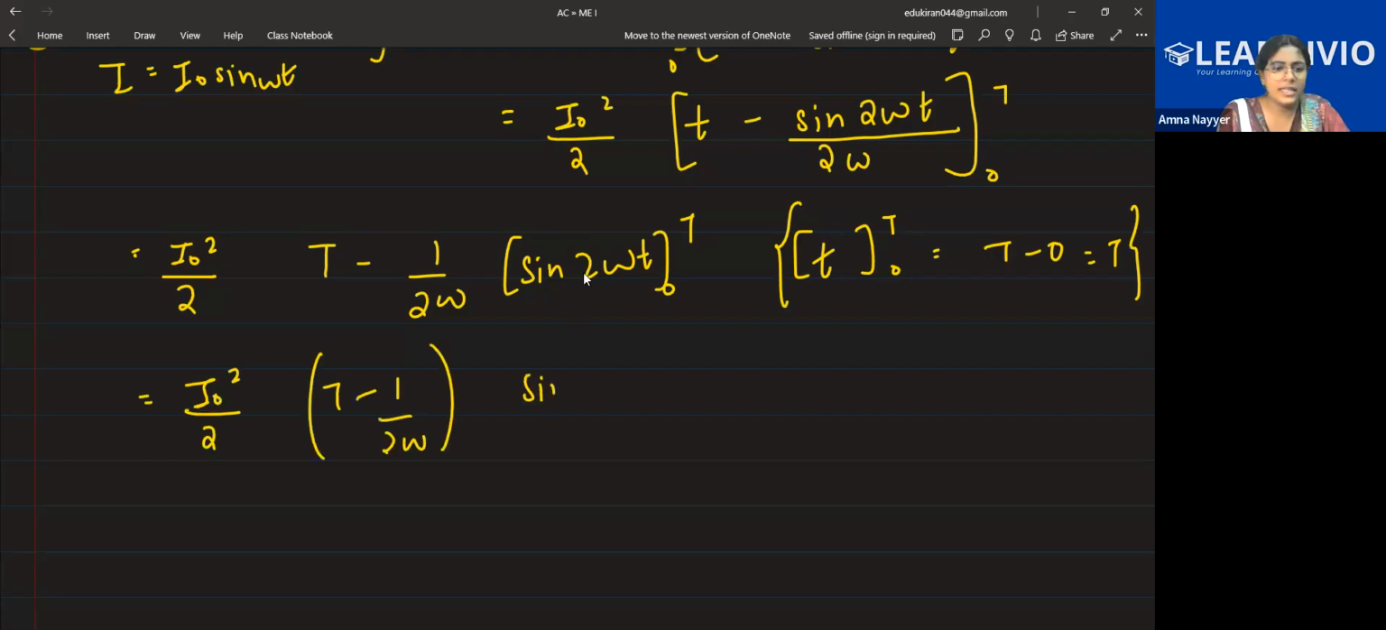Sine 2 omega. Class, when you are having time here, why write omega? It will just complicate your answer. You will again be stuck with sine 2 omega capital T minus sine 2 omega into 0. Will it give you any answer? No. So there's a relation of angular frequency with time period. Do you remember it? Omega with time period. Any relation which you can recall? Anyone?